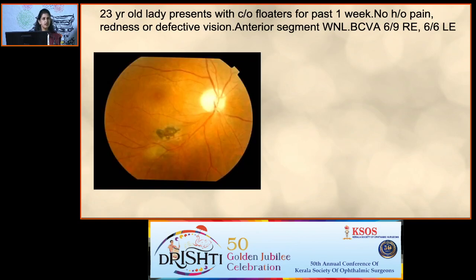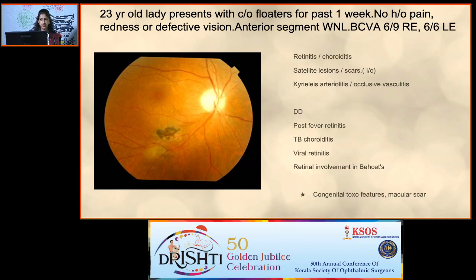So what is this? So you may have floaters, you may have vitreous cells close to the retinitis lesion. So this you may pick up on slit lamp, then or the indirect. So look for differences between retinitis and choroiditis, satellite lesions if present, any phlebitis, any arteritis that is present, and the DD would include post-fever retinitis, TB chorioretinitis, viral retinitis, and non-infective retinitis as in Behçet.